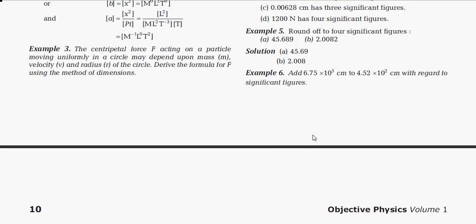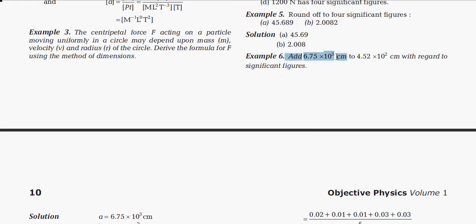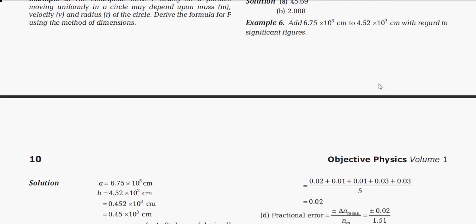Let's talk about the next problem, which is 6.1. Add 6.75 into 10 to the power 3 centimeter and 4.5 into 10 to the power 2 centimeter. Guys, you have to check whether both have the same SI unit or not. In case they do not have the same SI unit, we first need to convert, and then add or subtract, whatever it is. Now in this question the SI unit is the same, so no need for conversion, just direct addition. Let's see how we'll add this. Okay guys, let's see.